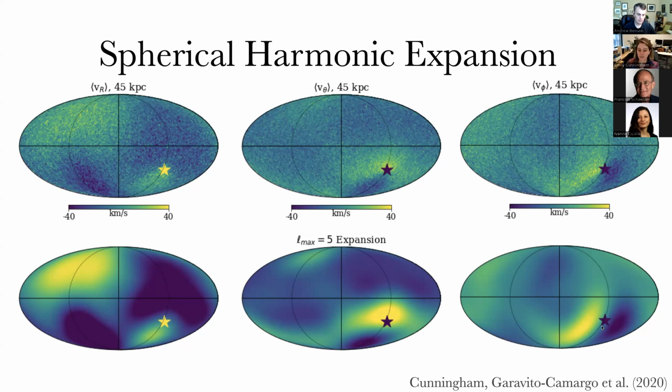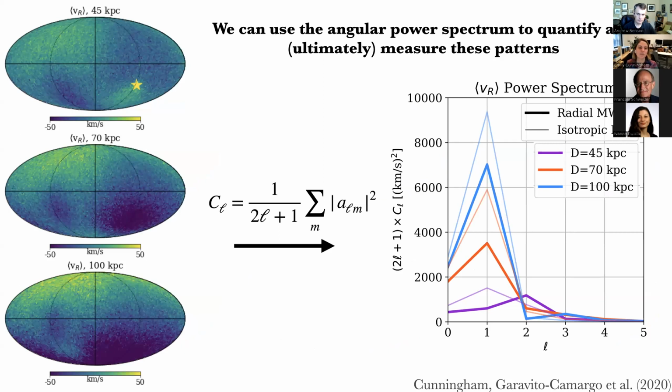And so one thing we can do once we've done the spherical harmonic expansion is quantify these features. So here I'm showing you on the left velocity maps from these simulations of just radial velocity for 3 different distances out into the halo. We have 45 kiloparsecs on top, 70 kiloparsecs in the middle, and 100 kiloparsecs in the bottom panel. And what we can see, even just visually, with these shown on the same color bar, is that the distortions are getting more intense and more different as we go out to farther and farther radii.